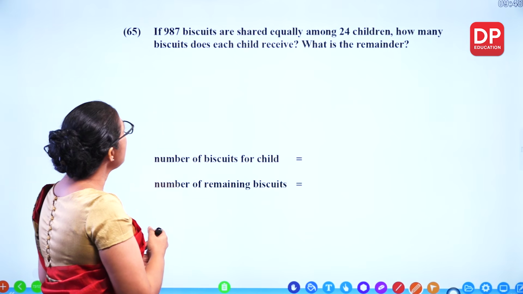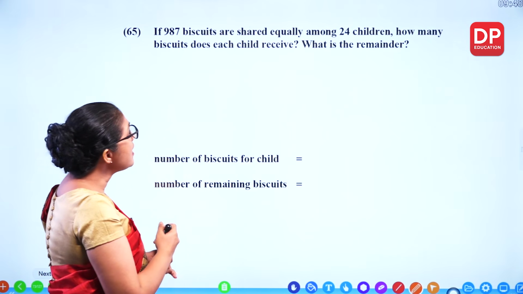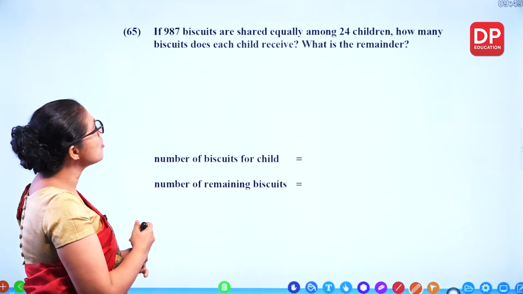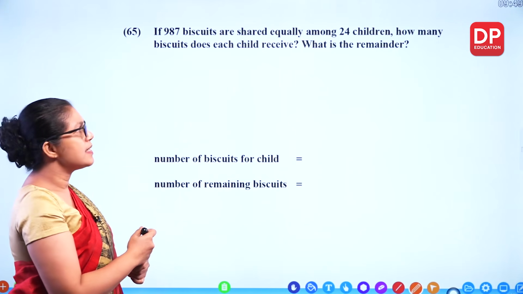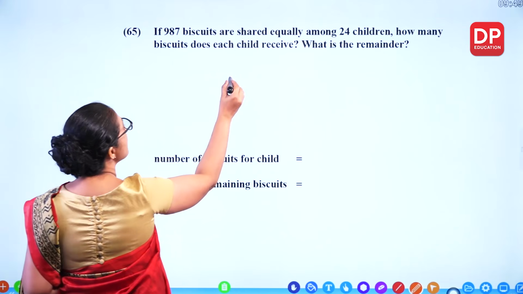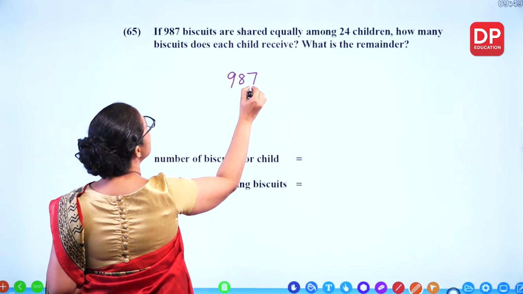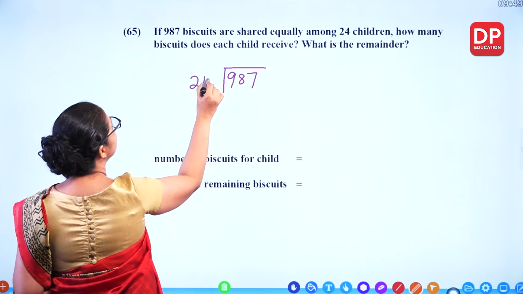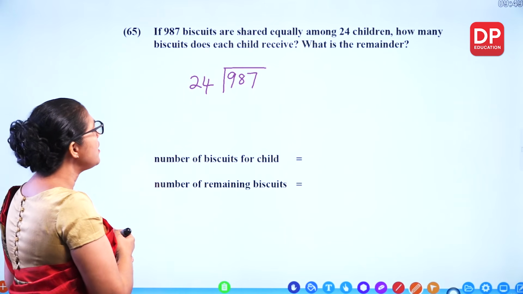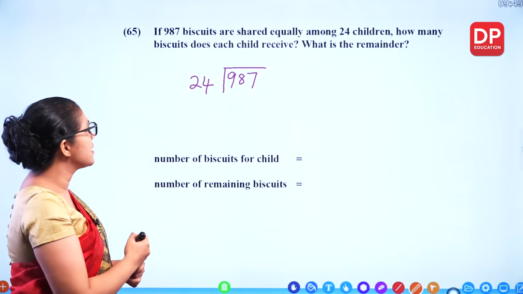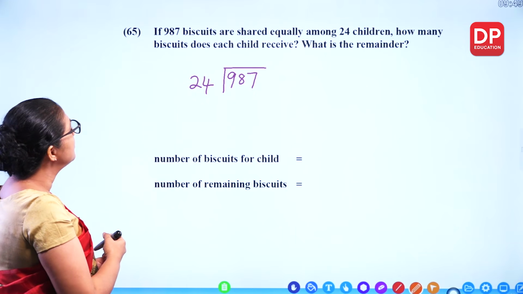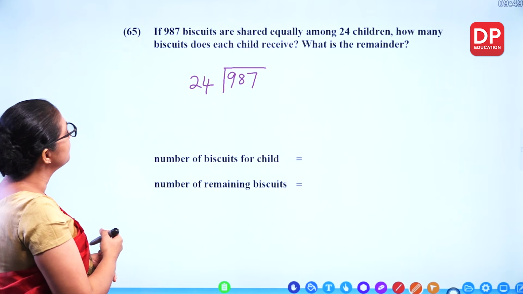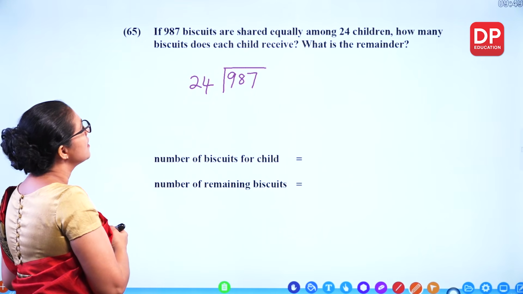Look at this question. If 987 biscuits are shared equally among 24 children, how many biscuits does each child receive? What is the remainder? So that means you take 987 and divide equally by 24. How many 24s for 98? Can we take 4? We can take 4.